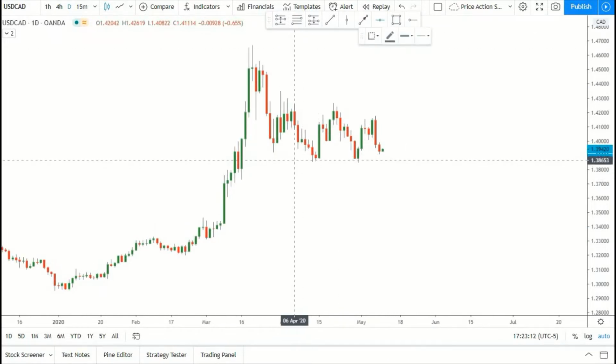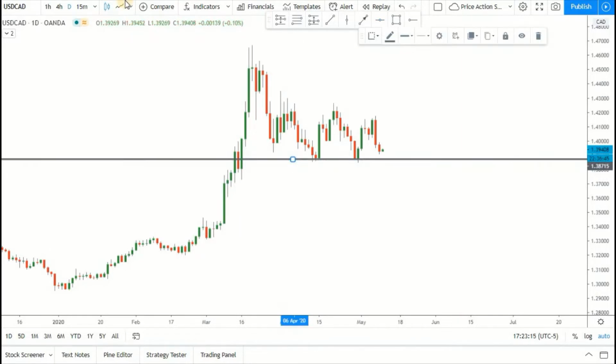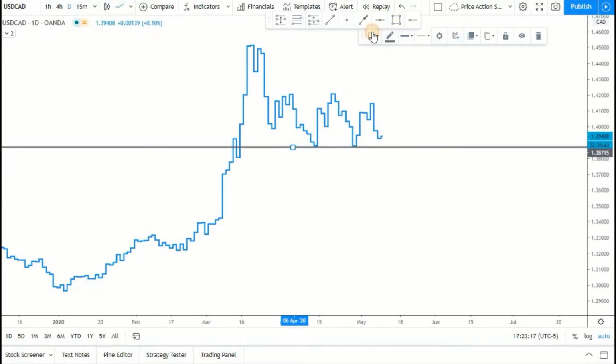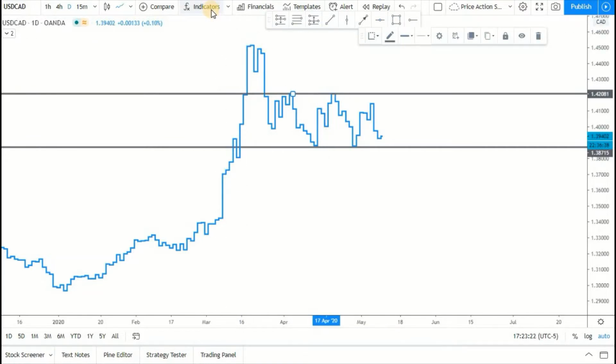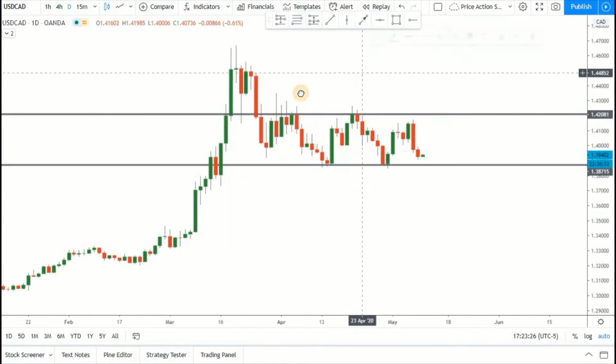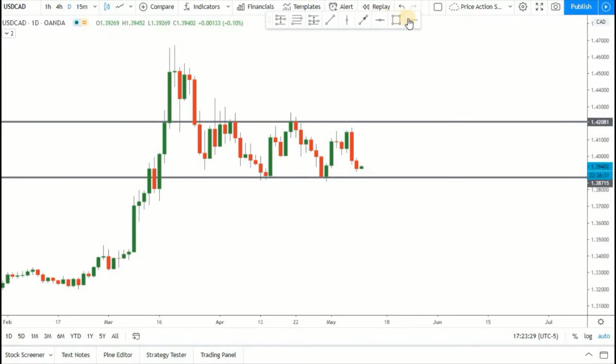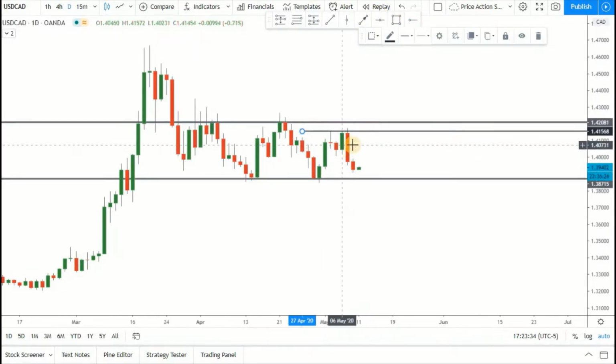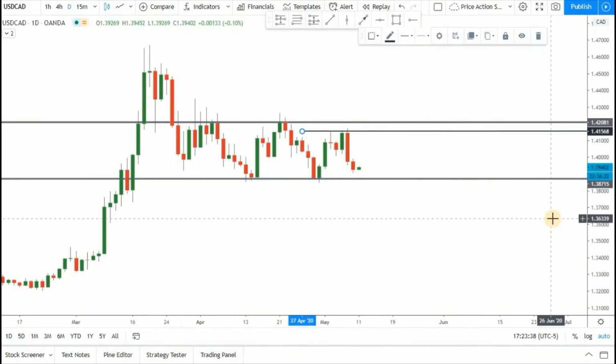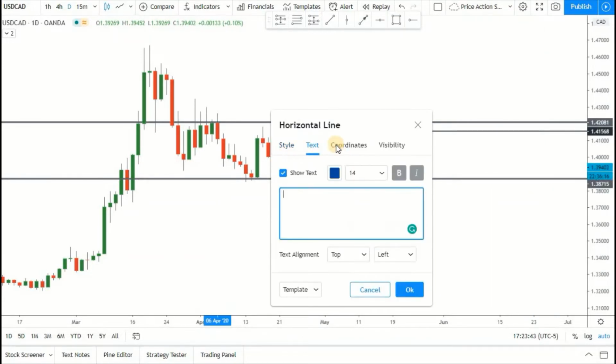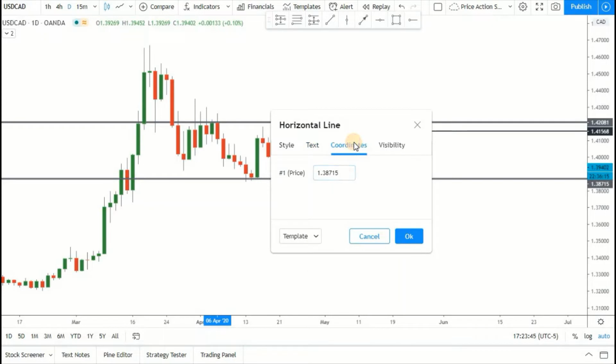So if I place some support and resistance lines, you can see the most recent price action. So let's see what's going on the daily chart first, then we will take a look on the lower time frame. From here we can see that there's a bearish engulfing, so I do expect to see some push to the downside to the zone of 1.38715.